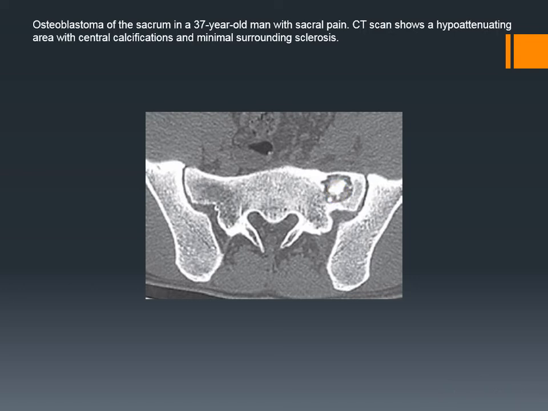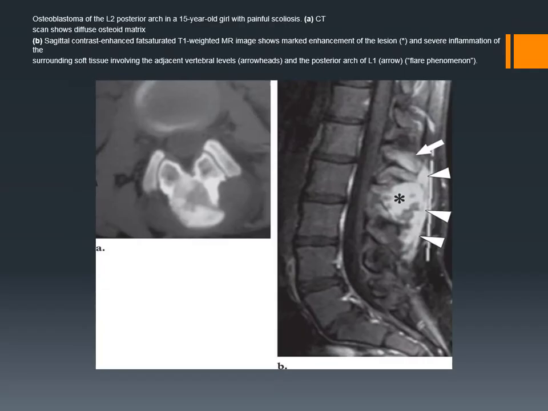At the first question, you might say lytic metastasis. Yes. However, the pain and the long duration are more in favor of something bigger. In this case, considering the size, I suggest osteoblastoma. And this is what we might say: osteoblastoma, yes.